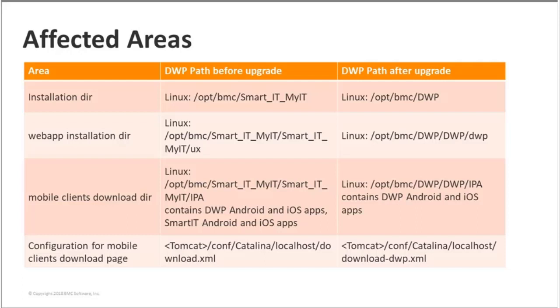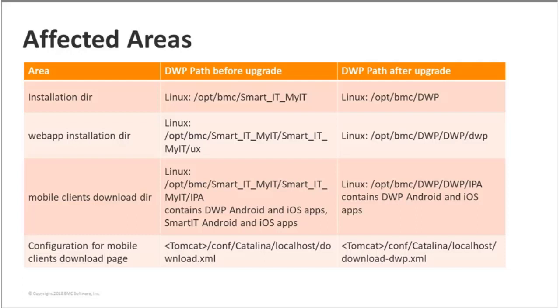The first one is the installation directory. The default one on the Linux server goes to /opt/bmc/SmartIT/MyIT. Now we have changed that to /opt/bmc/DWP. And on Windows, it goes to Program Files, BMC Software, Smart IT, MyIT. So basically, Smart IT MyIT is replaced with Digital Workplace, DWP.